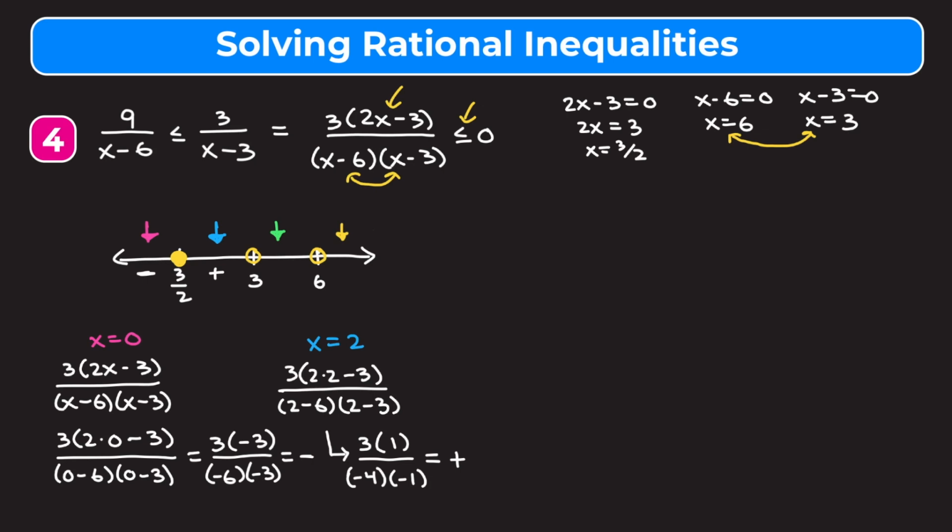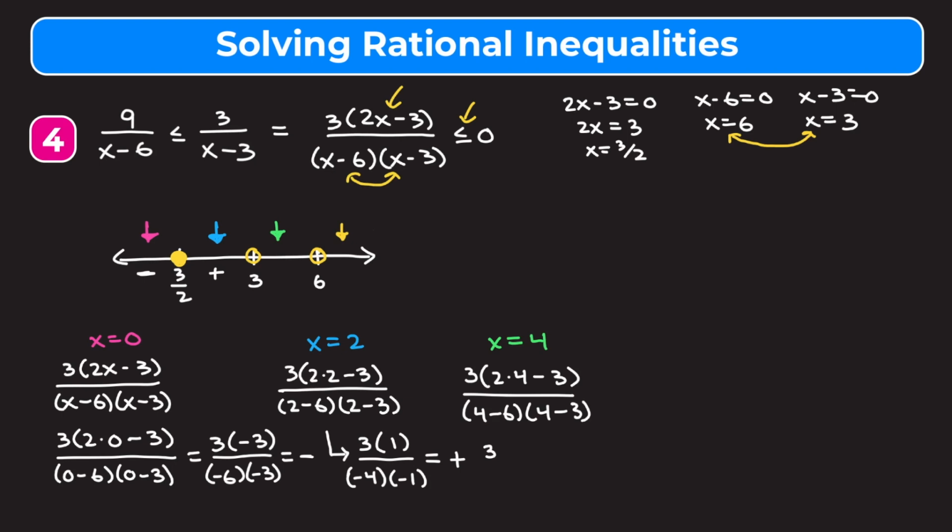Let's test this green section. So something between 3 and 6. So let's just test x equals 4. Put in our factored form. So 3 times 2 times 4 minus 3 on the top. On the bottom, we are going to have 4 minus 6 times 4 minus 3. And we're going to simplify this.